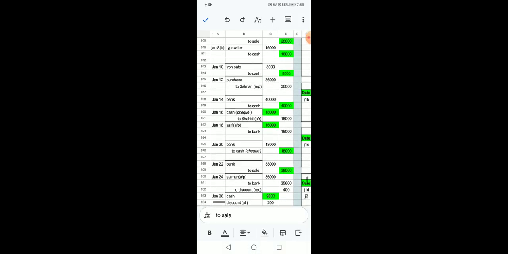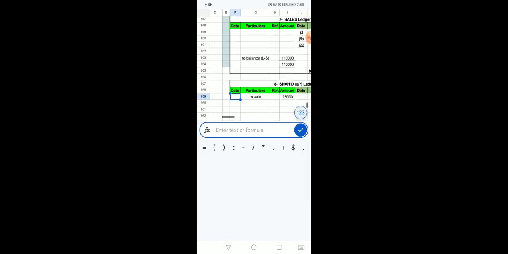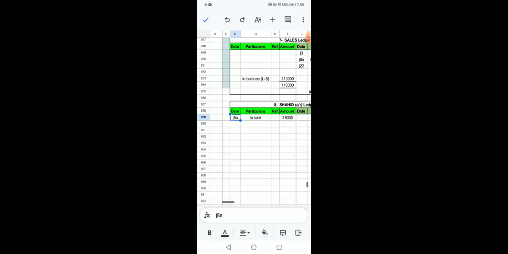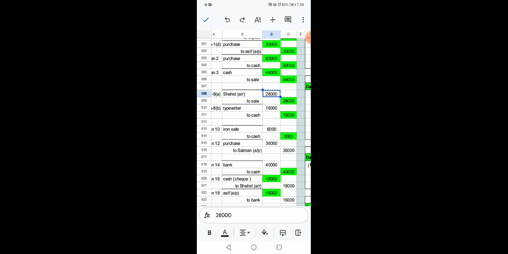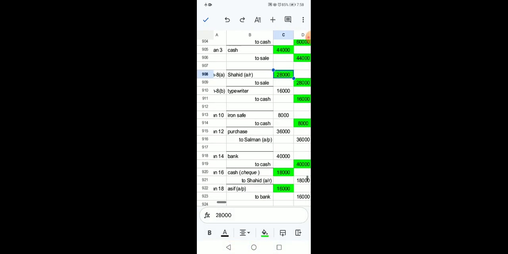For 28,000, what was the date? It was January 8A. So put date as well. January 8A. Posting for 28,000 is completed. This was 28,000. We were making ledger for Shahid. Posting is completed. Mark it as it has been done. Now we will be looking Shahid for the next entry if Shahid is present.